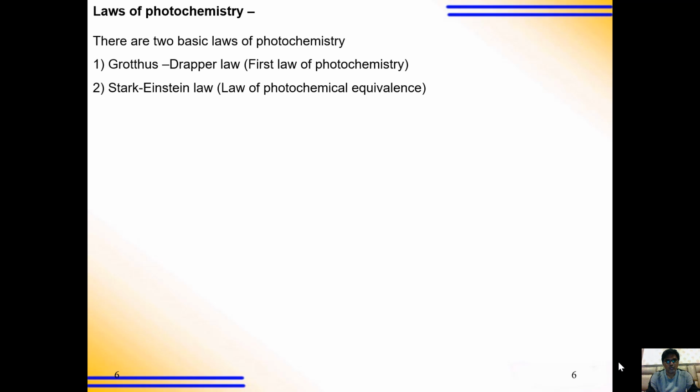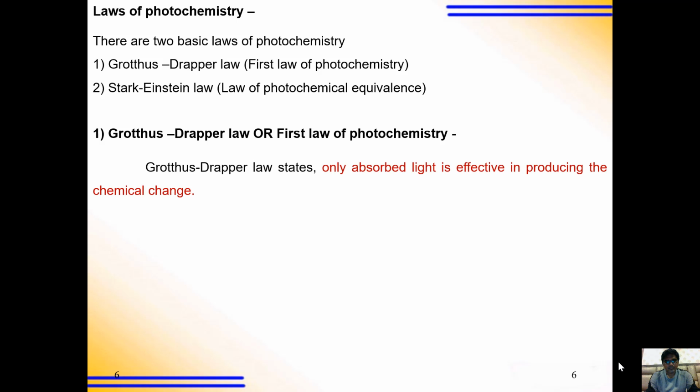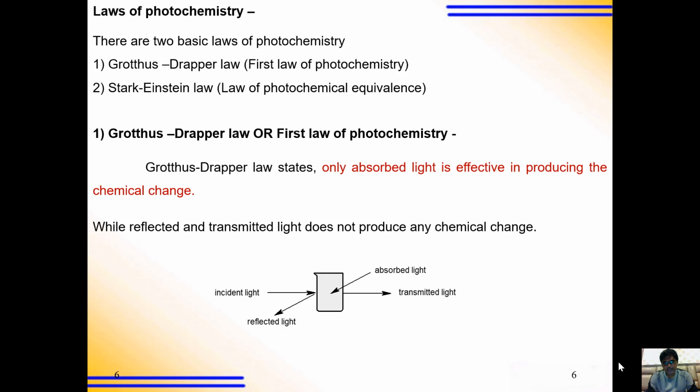Laws of photochemistry. There are two basic laws of photochemistry: the Grotthus-Draper law, that is the first law of photochemistry, and the second one, the Stark-Einstein law, the law of photochemical equivalence. The Grotthus-Draper law states that only absorbed light is effective in producing chemical change, while reflected and transmitted light do not produce any chemical change. Here the light is incident on a solution, then some is reflected, some is absorbed, and some amount of light is transmitted.